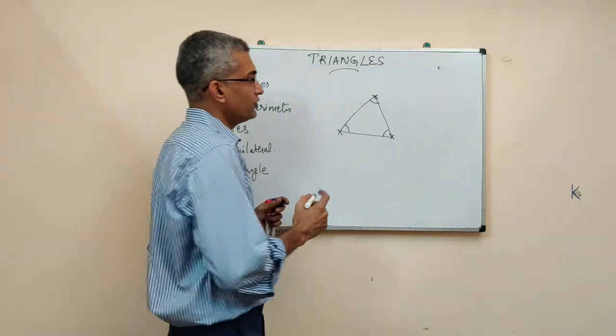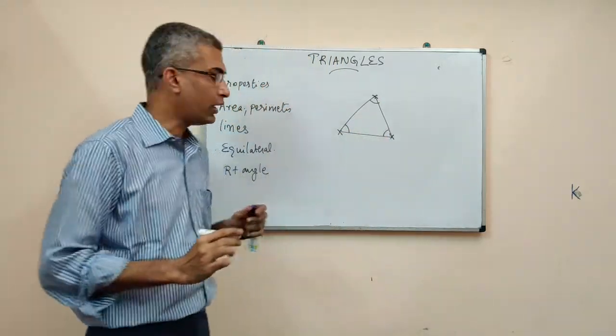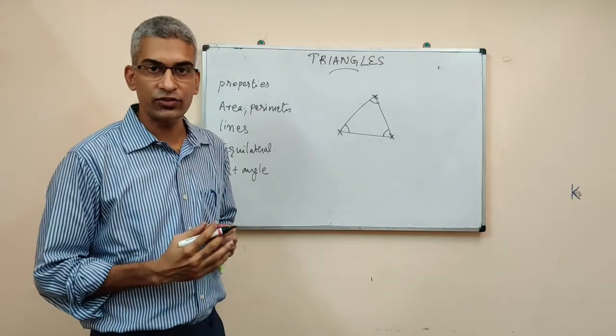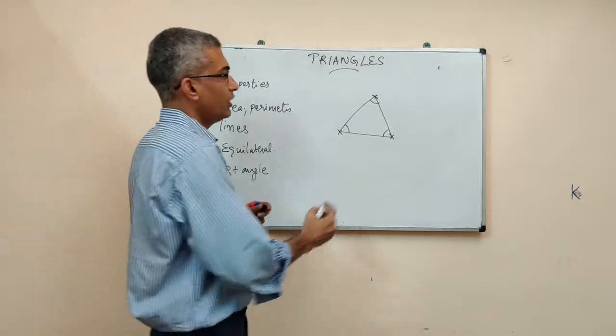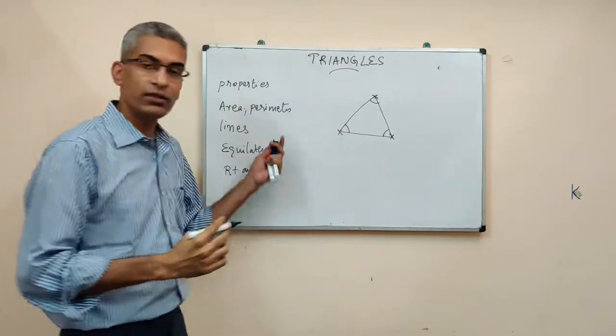The second property is that the side opposite to the largest angle will be the largest side. Okay. If this angle is bigger than the other two, then this side will be bigger than the other sides.